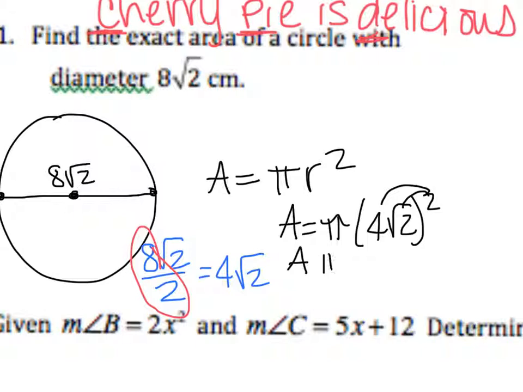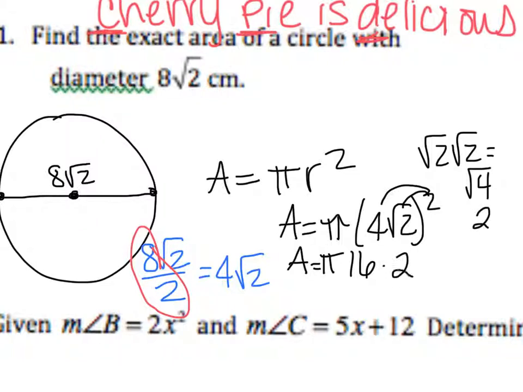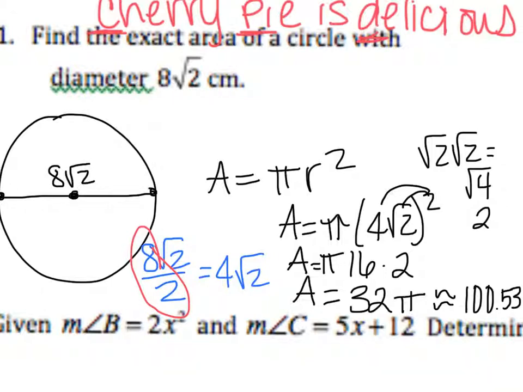So I'm going to have pi, this is going to be 16, 4 squared is 16, and then square root of 2 times the square root of 2 equals the square root of 4, and I know that is just a plain old 2. So then my final answer is going to be 32 pi. That's the exact form. If I go ahead and put this in my calculator, 32 pi, I'm going to get the approximate form. And that's going to be about 100.53. So, and this is centimeters squared.